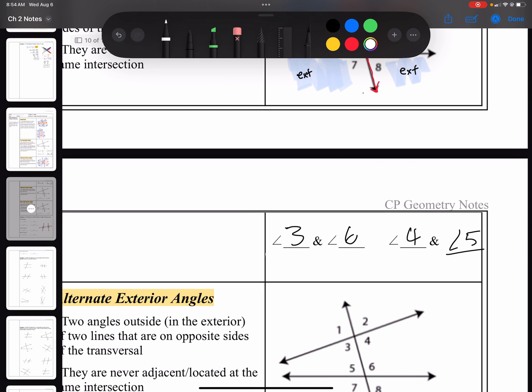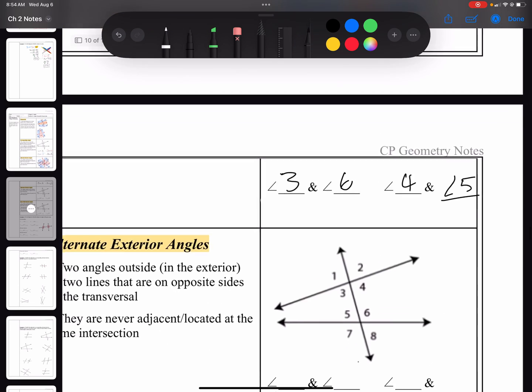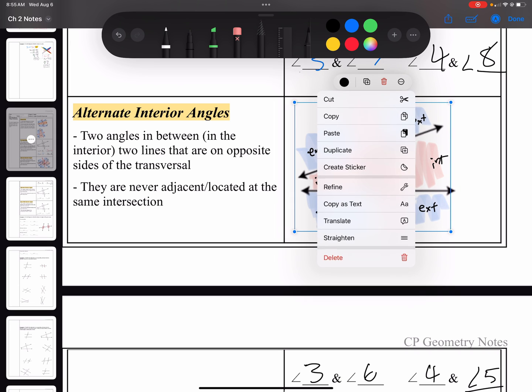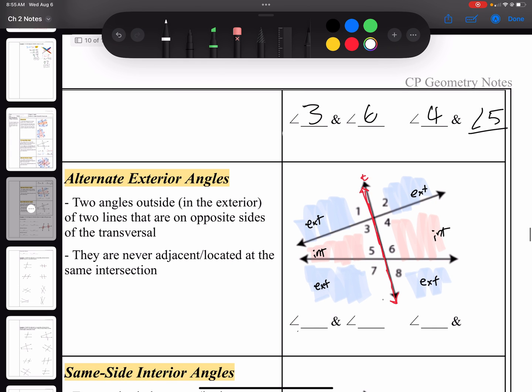What about alternate exterior? Well, if alternate interior angles were on opposite sides of the transversal and on the inside, well, that means alternate exterior are going to be the same thing, but on the outside, not on the inside.